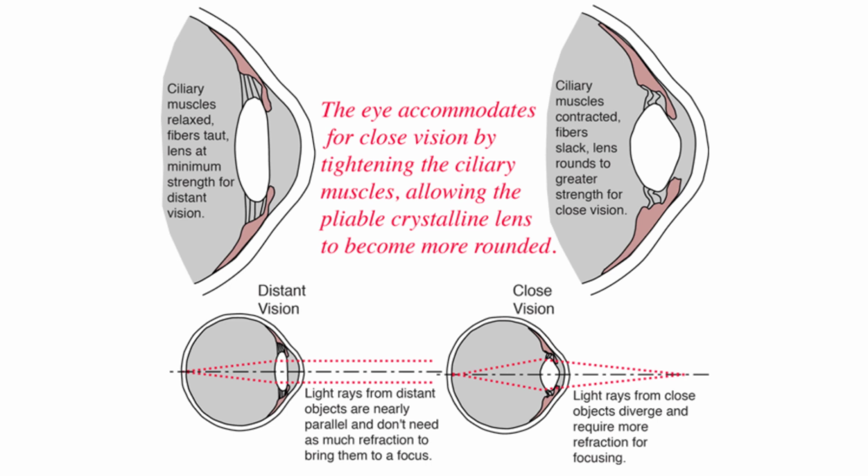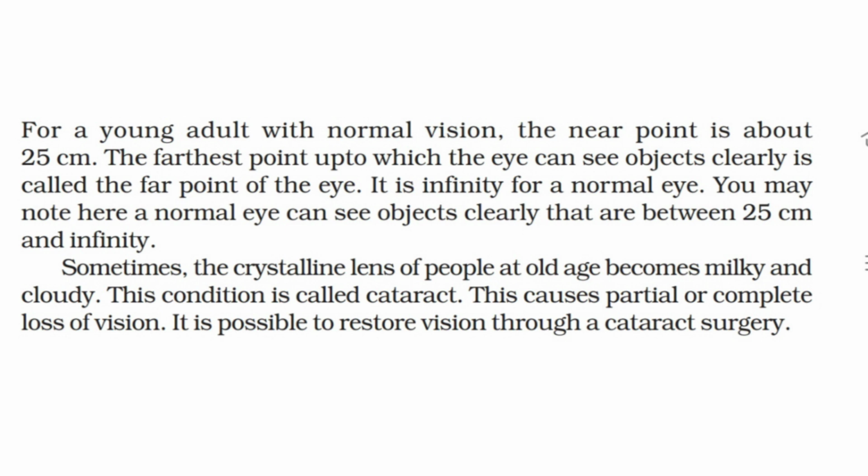Simply, see what is given here. The light rays from distant objects are nearly parallel and do not need as much refraction to bring them to a focus. That is distinct vision. But close vision is different. The light rays from close objects diverge and require more refraction for focusing. So these are the two differences. In distinct vision the rays are parallel and need little refraction, but in close vision they are divergent and require refraction for focusing.